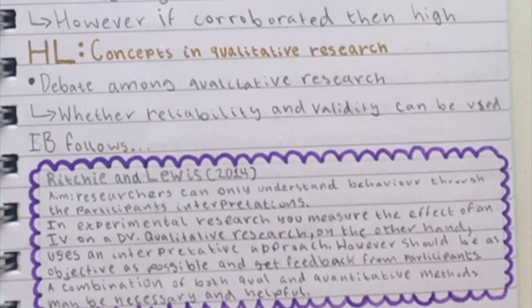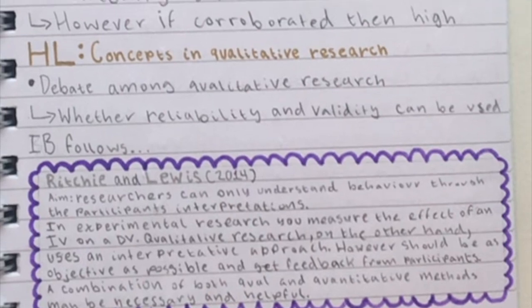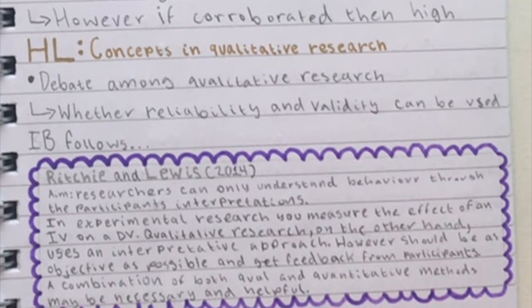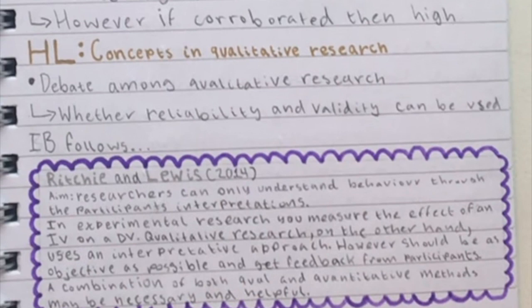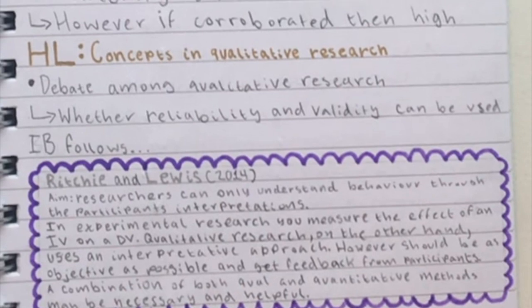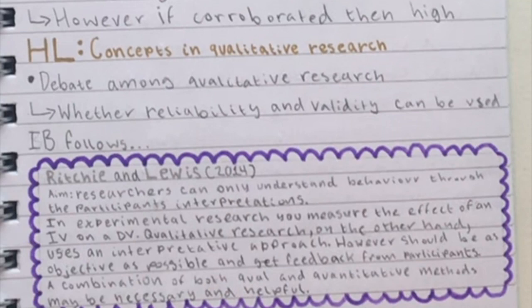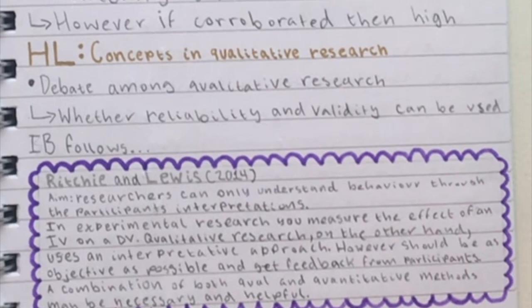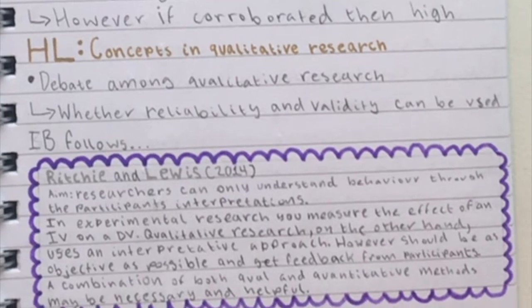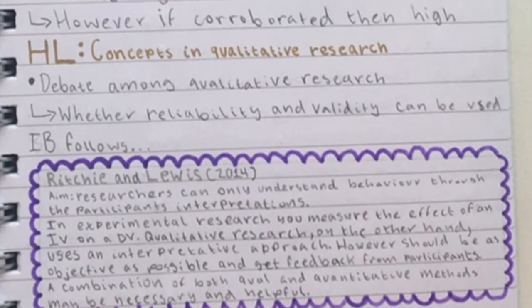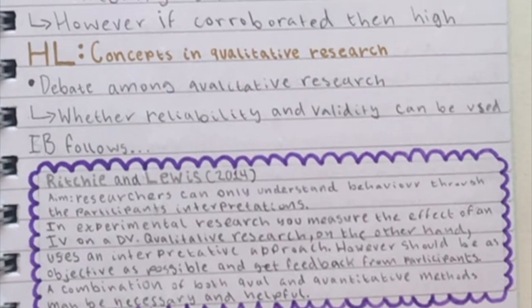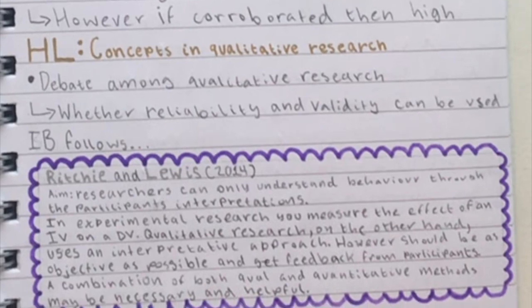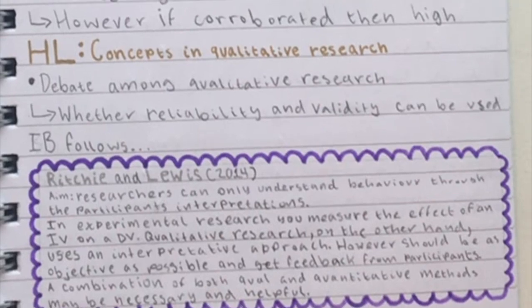So here I wrote aim, but I don't really mean aim. I just mean what they were saying, their main points. Researchers can only understand behavior through the participants' interpretations. In experimental research, you measure the effect of an independent variable on a dependent variable. Qualitative research, on the other hand, uses an interpretive approach, however, should be as objective as possible and get feedback from the participants. A combination of both qualitative and quantitative methods may be necessary and helpful.